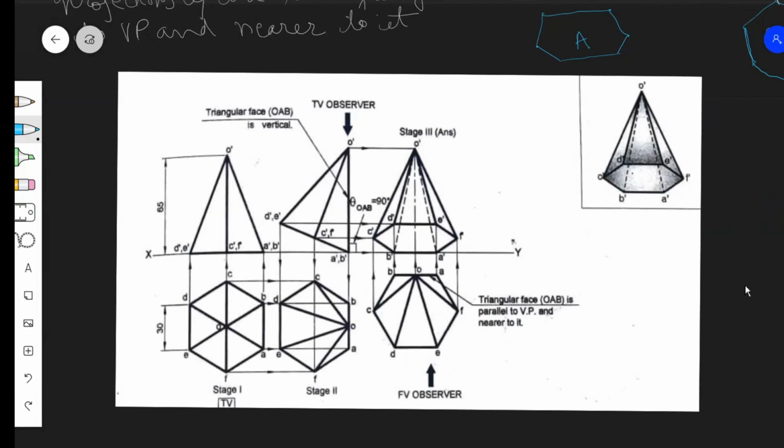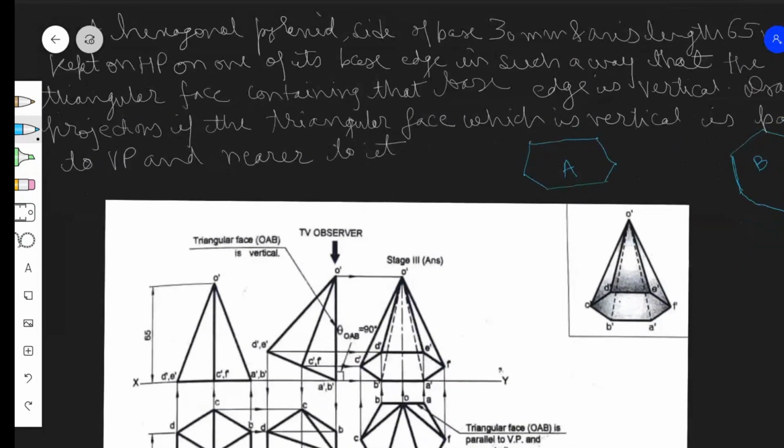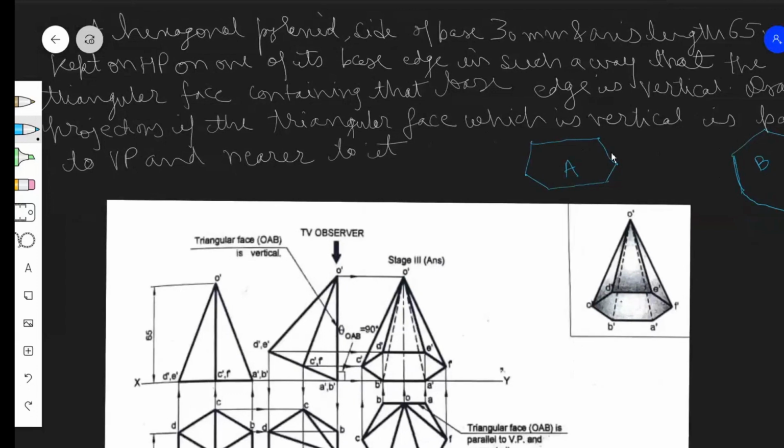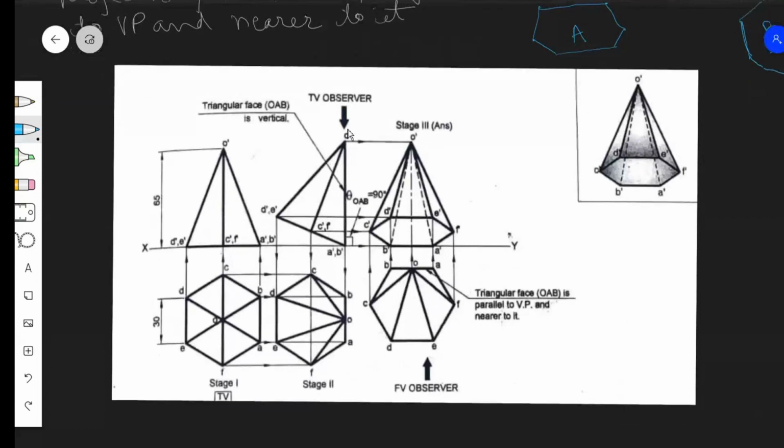And then the next part of the question says, the triangular face which is vertical is parallel to VP. This triangular face which is vertical, that is OAB. OAB is parallel to VP. So this is to be drawn parallel to VP. So the vertical line OAB becomes a horizontal line. And it has to be nearer to the VP. See, this is nearer to the VP. If it had said away from the VP, it would have come close to the observer.